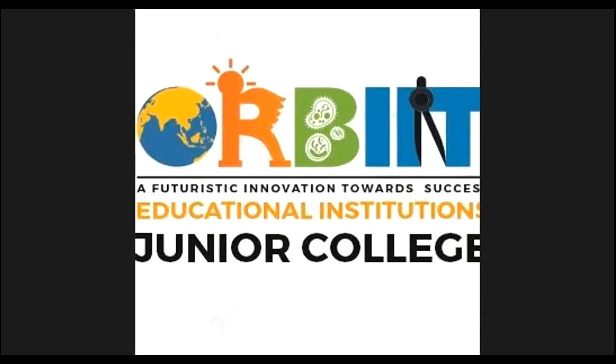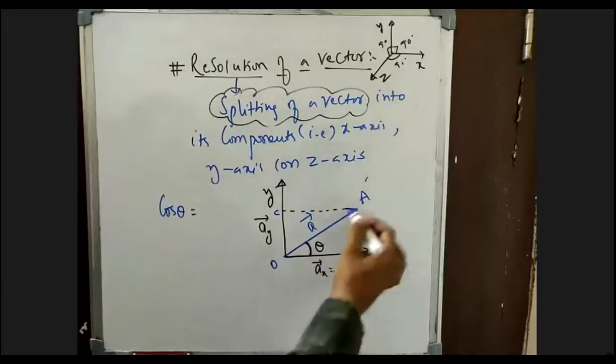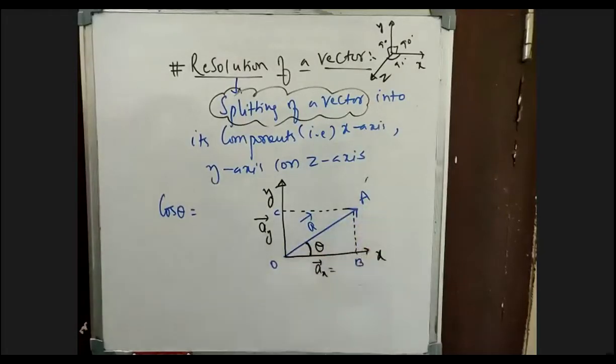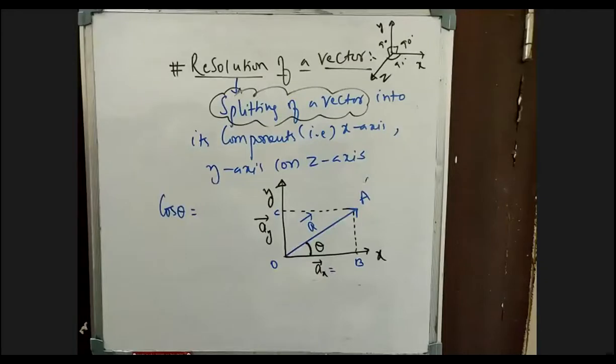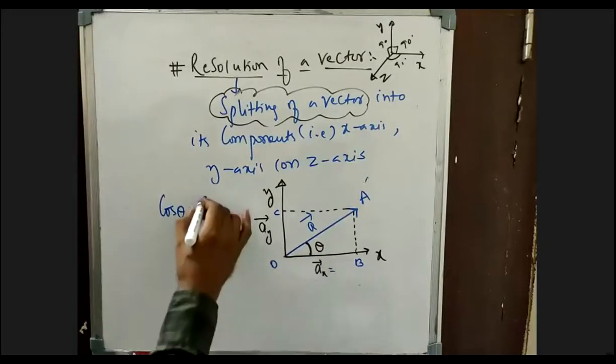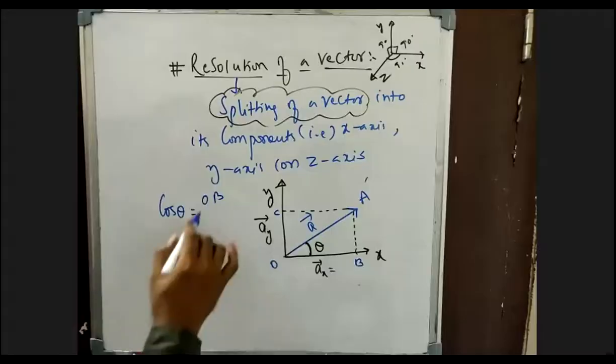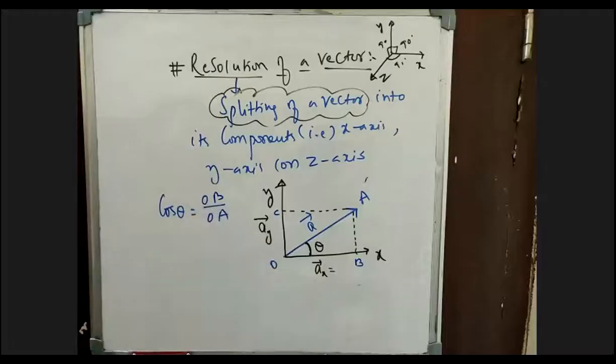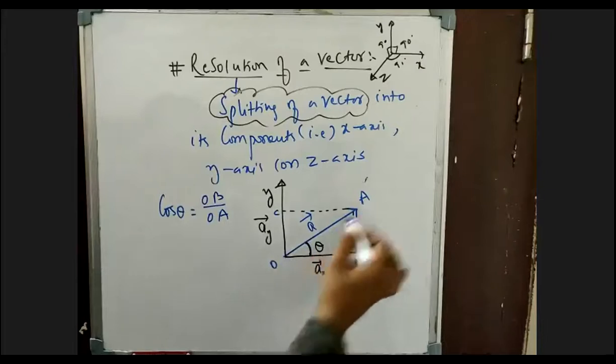From the figure, this is your triangle, beta. Cos theta is the adjacent side over the hypotenuse, so I can write OB divided by OA. That's it. Cos theta is OB divided by OA.